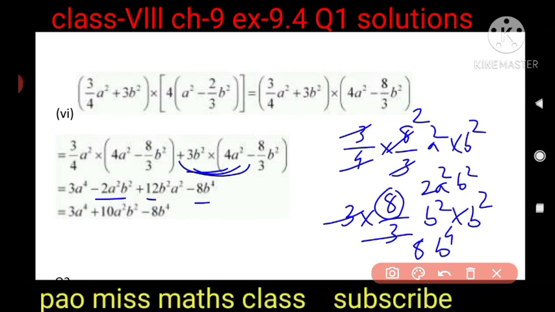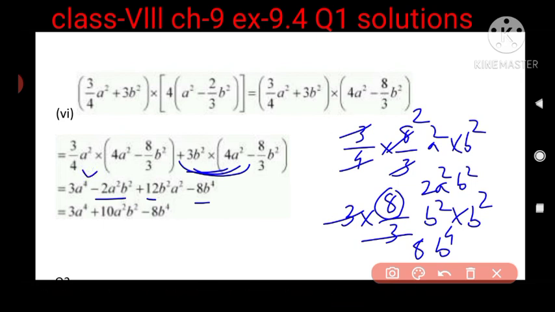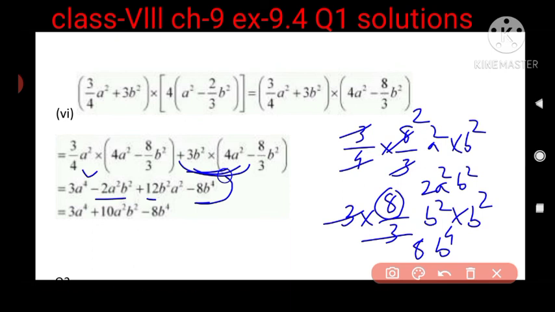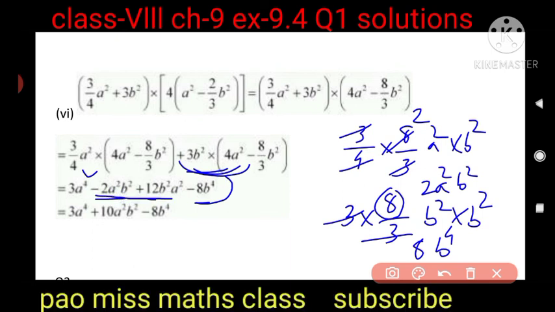Now can you find any like term here? A to the power 4, and no other term is having a to the power 4. And b to the power 4, and no other term is having b to the power 4. But you can see these two terms: a square b square and a square b square, both are like terms.